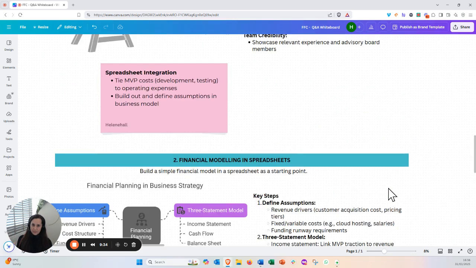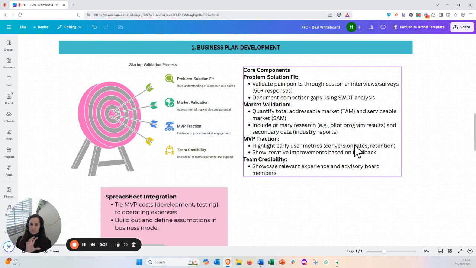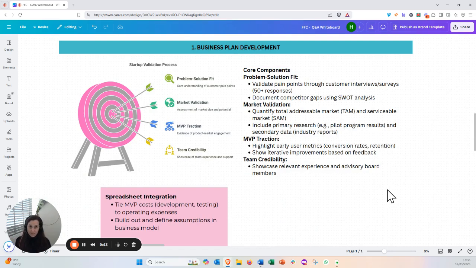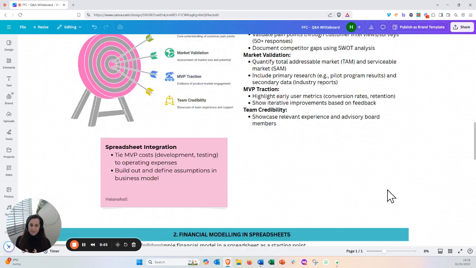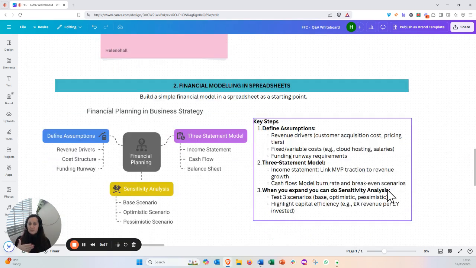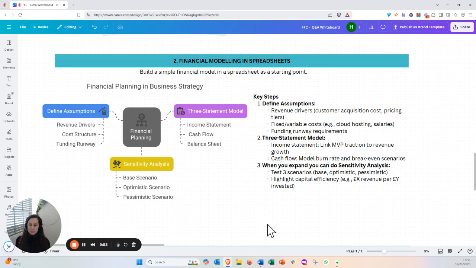So at this point, you've got your model, you've got your problem, your solution, you've validated the market, that there is a good market for you. You've started to build out your MVP. You're now at the stage where you're modeling what does it actually look like, what will that translate into financially, and then what does that look like down on a spreadsheet.